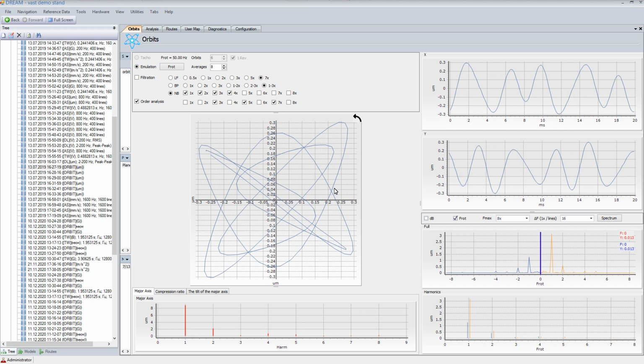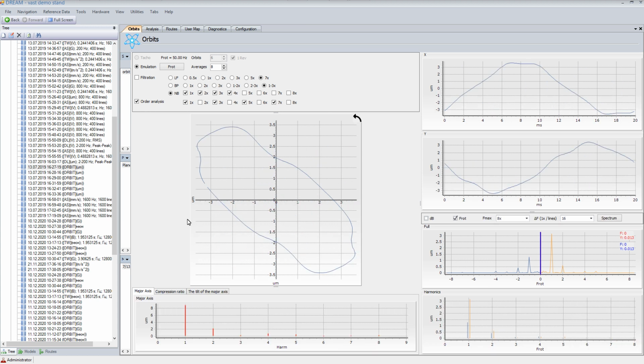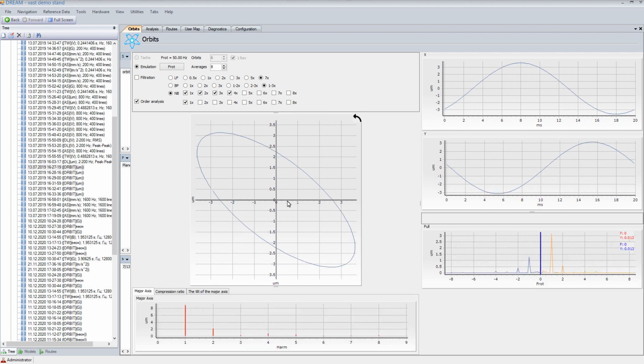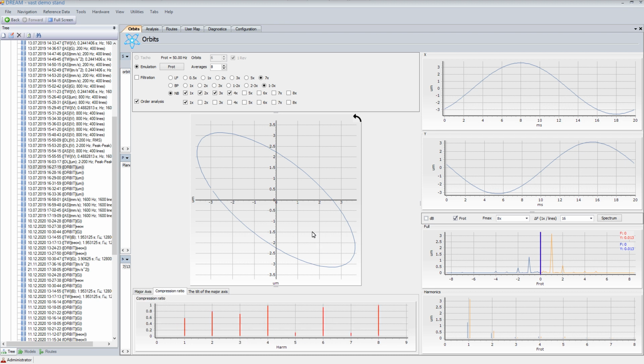The other thing that we have here in this order analysis mode is the major axis. If we just use the first harmonic, it will be the axis of this ellipse, the long axis. This is the major axis for the first harmonic, and for the second, third, etc., for all harmonics. Also we have the compression ratio. This is the relationship between the small axis of this ellipse and the large axis of this ellipse for all the harmonics. So this is for the second harmonic, etc.